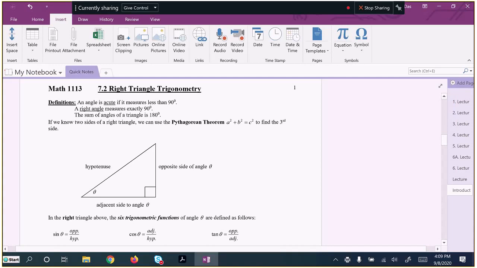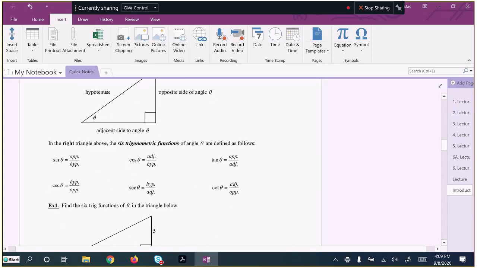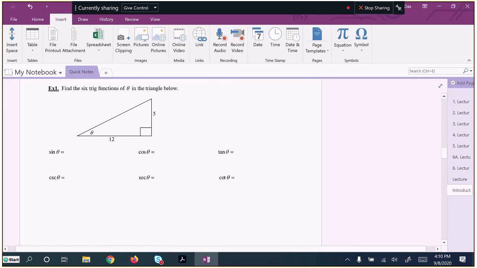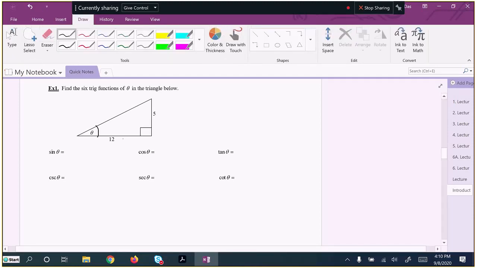Okay, so let's remind ourselves of the 6 trigonometric ratios we have defined. Opposite over hypotenuse is sine, adjacent over hypotenuse is cosine, opposite over adjacent is tangent, hypotenuse over opposite is cosecant, hypotenuse over adjacent is secant, adjacent over opposite is cotangent. So let's use it to find the 6 trigonometric ratios for the following right angle triangle. As soon as the base angle is mentioned to us, we call 12 the adjacent side, 5 the opposite side, and we will find the hypotenuse using the Pythagorean theorem.